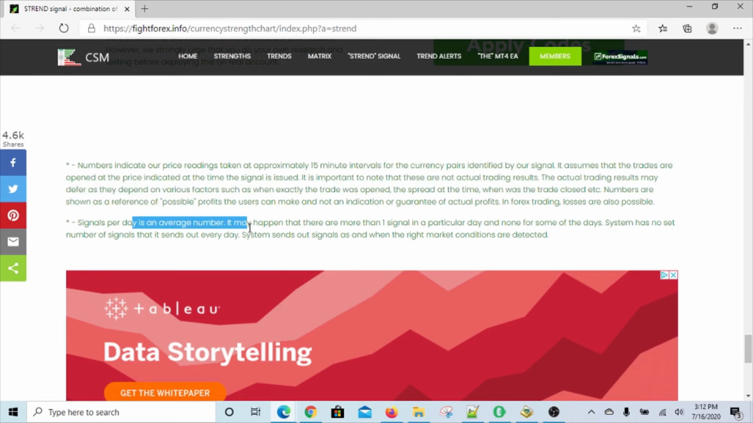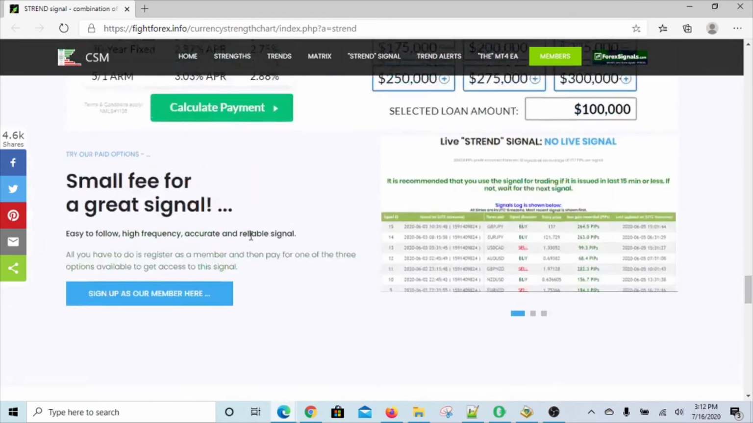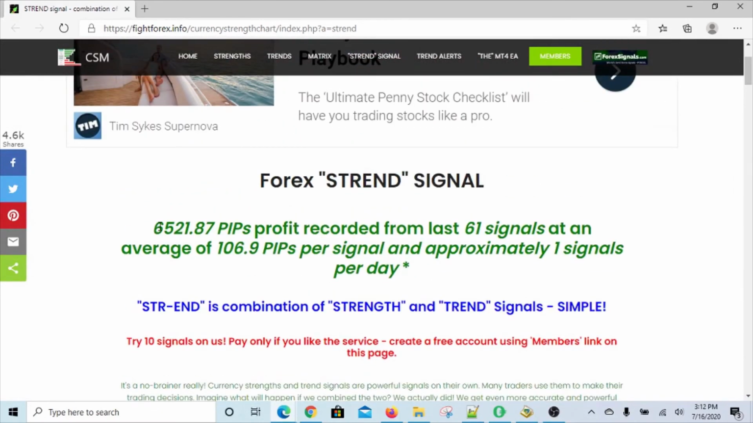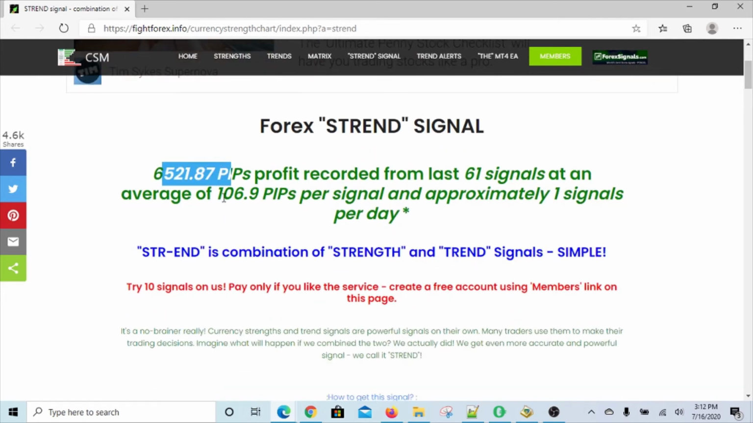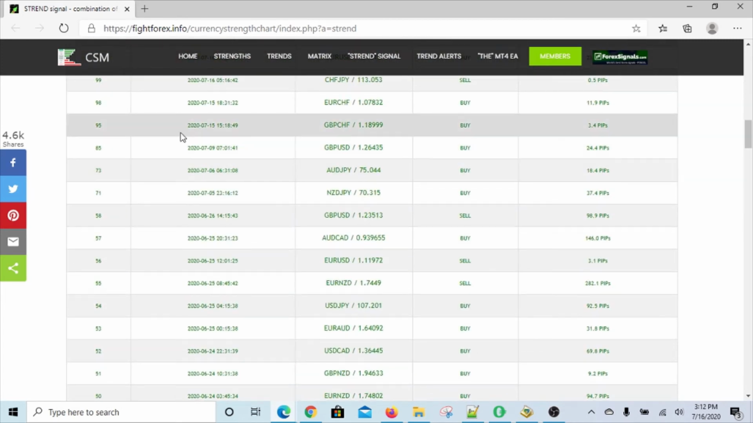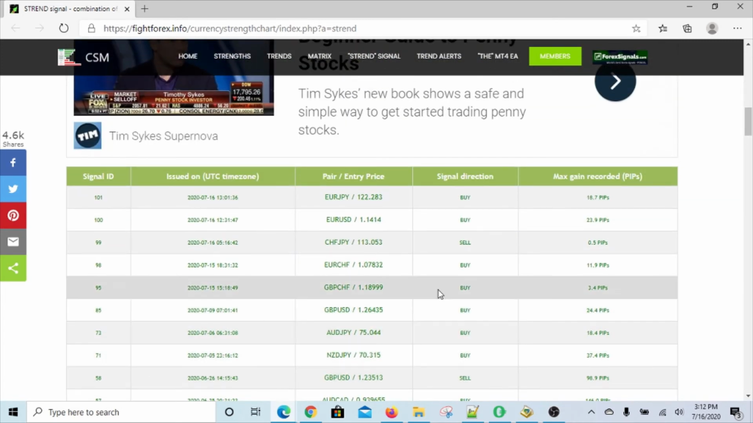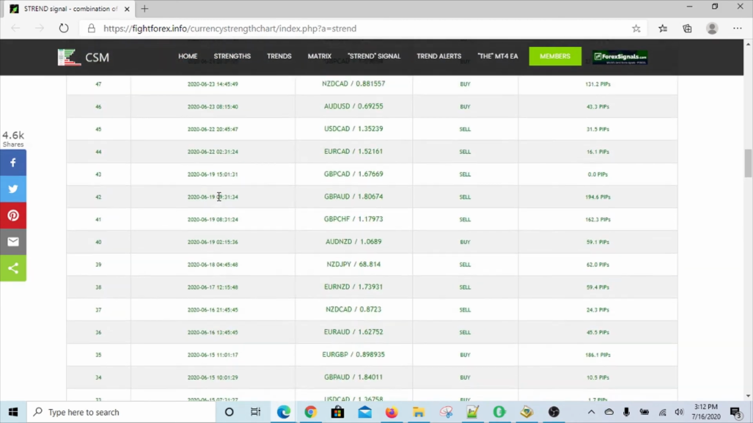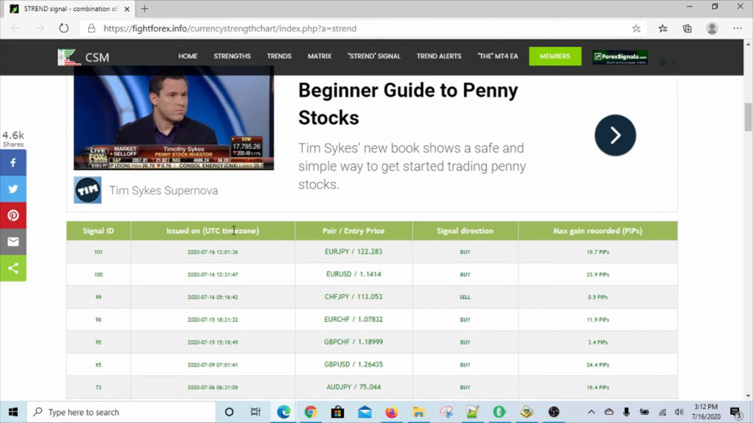Also, the signals per day is an average number. At the very top, we have this statement saying 6521.85 pips recorded, 61 signals, 106 pips per signal, and an average of 1 signal per day, right? So what that means is all the system is doing is just looking at all the signals issued, and it's looking at the first date and the last date, and just taking an average per day, right?